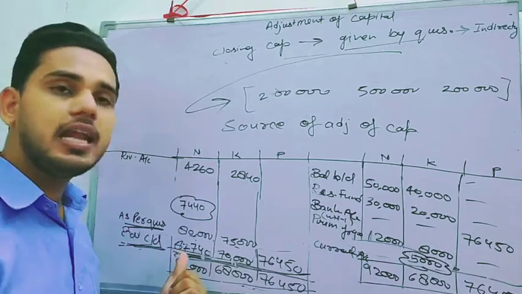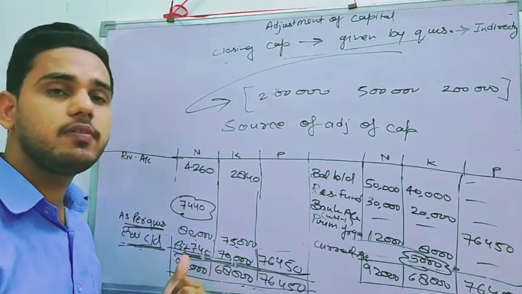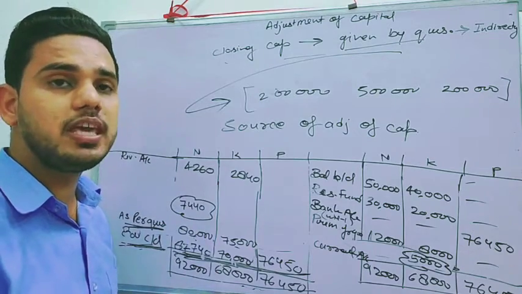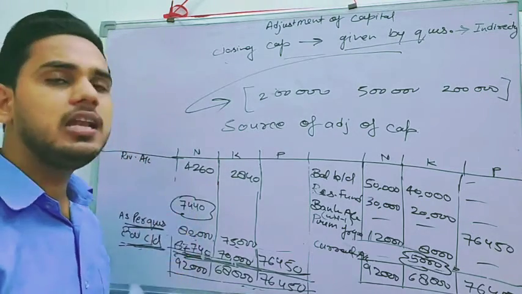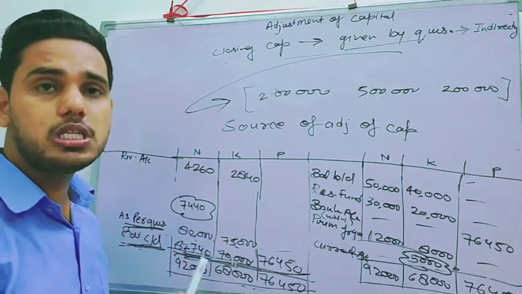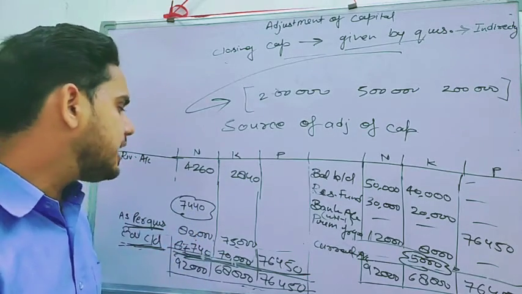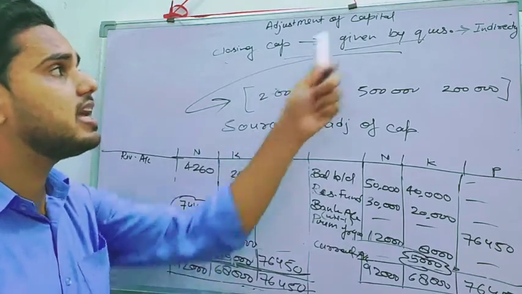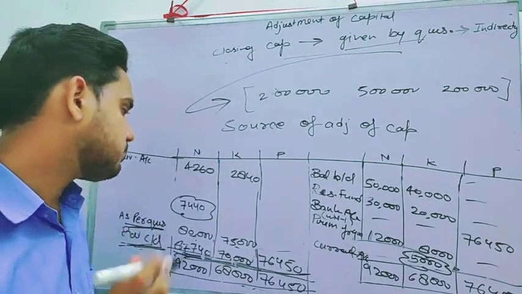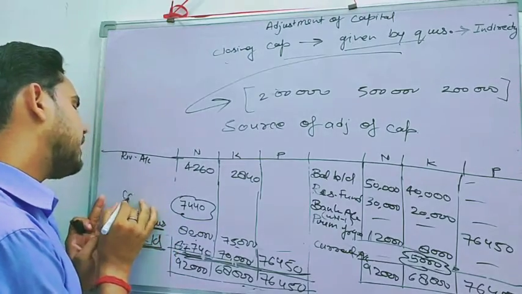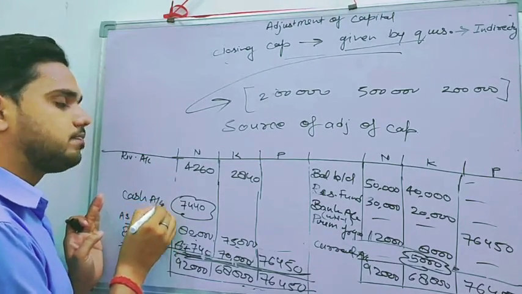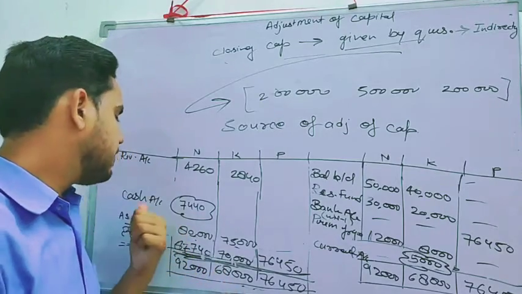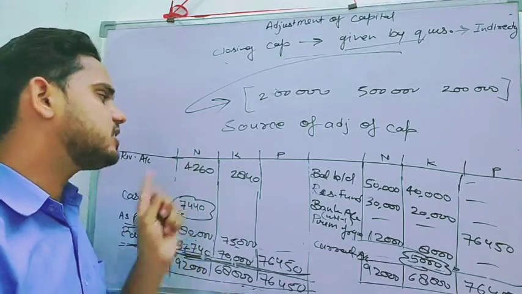Okay, but we are getting a balancing figure of 87,740, which means we are writing 7,440 less. So we can say that if N withdraws 7,440 from the business, his capital will get reduced to the extent of 80,000 as required by the question, right? So either we can write it as cash account, as withdrawal of capital, or we can write it here as current account, N's current account.